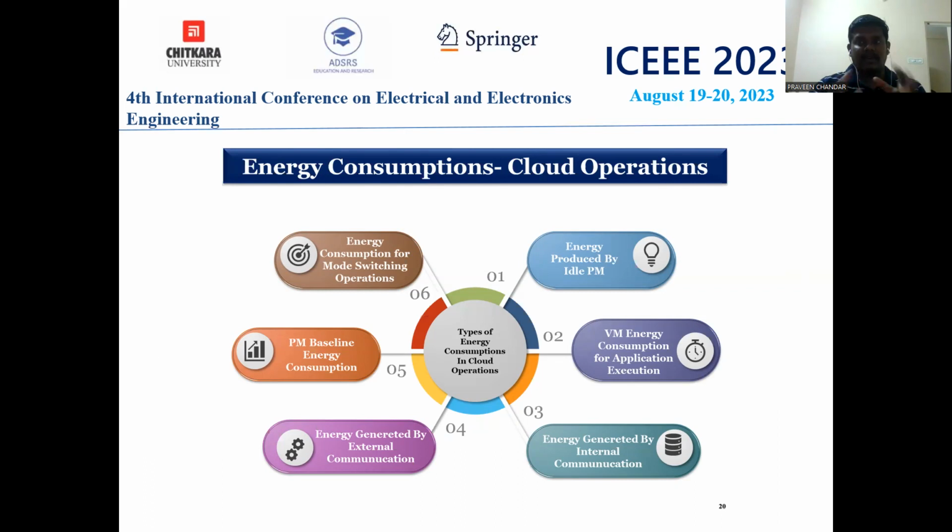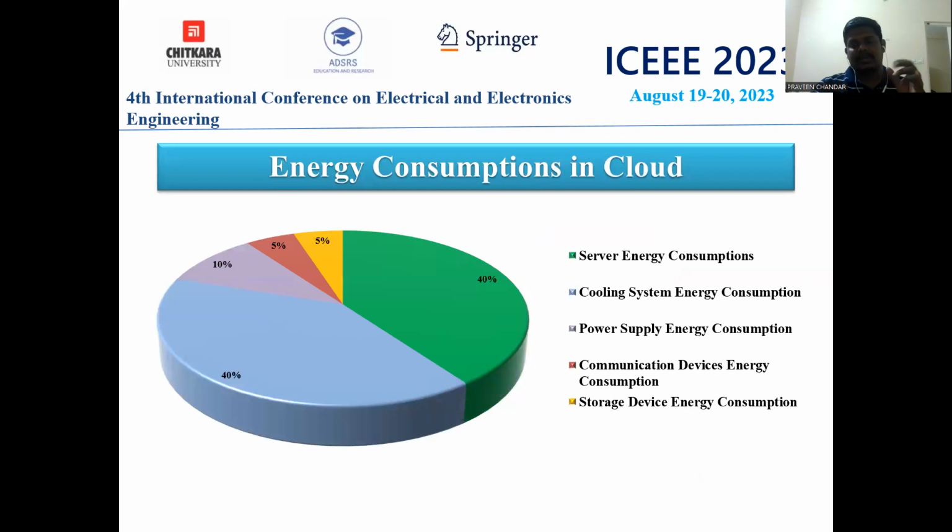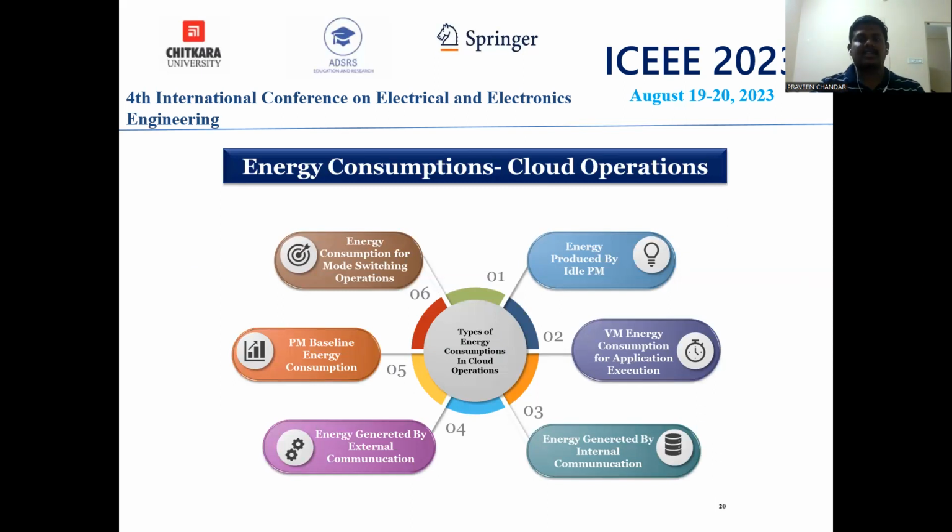In server energy consumption, there are 6 different types. Before that, there is the overall energy consumption of the data center, in which we have taken the server energy consumption. In the server energy consumption, what are all the possible ways to consume power or energy in the servers? The first one is the energy produced by idle PMs. Some of the physical machines are kept idle, and even though they are idle, some power is consumed by that physical machine.